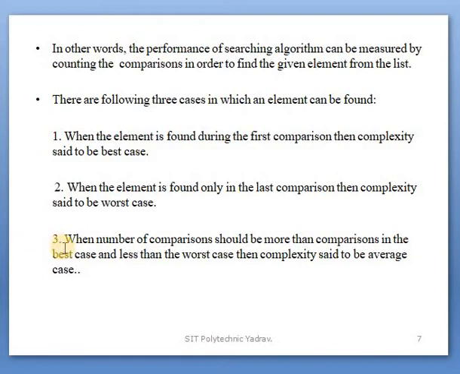The third case is when the number of comparisons is more than in the best case and less than in the worst case. Then the complexity is said to be average case. What does that mean? The average case is when the number of comparisons is more than the best case and less than the worst case, that is, when an element is found on average.